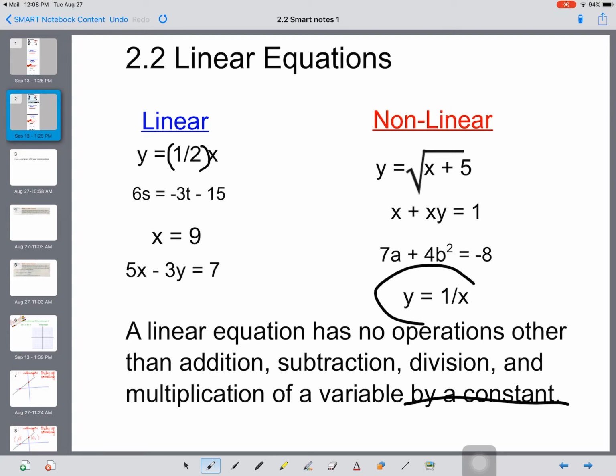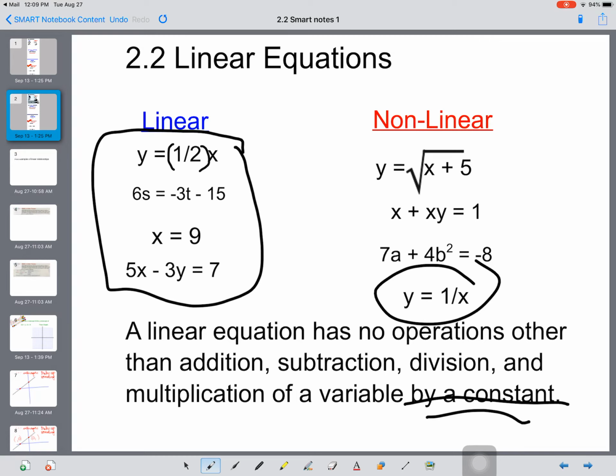Over here, you'll see that this has 1 divided by x. What makes that not linear is that the division is not by a constant, it's by a variable. Notice on this one over here, all of the multiplication that takes place is with constants. So 6 times s, negative 3 times t, 5 and negative 3 again here. So all of those are linear. This is not linear because of the square root. This is not linear because of the multiplication of two variables together. And this one's not linear because of the squaring.